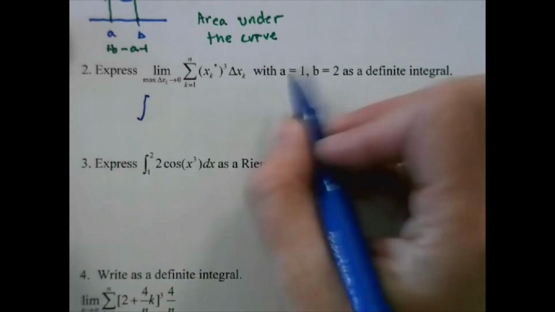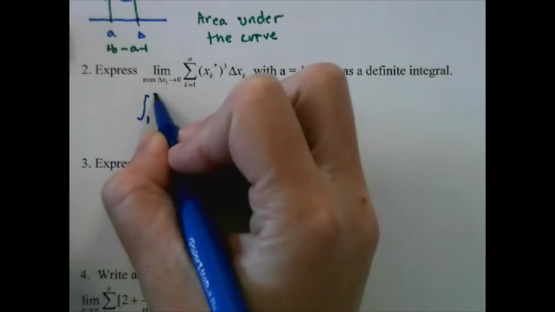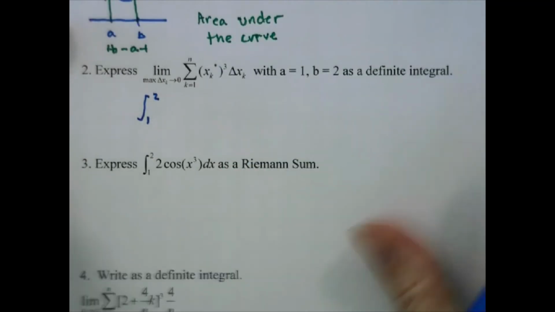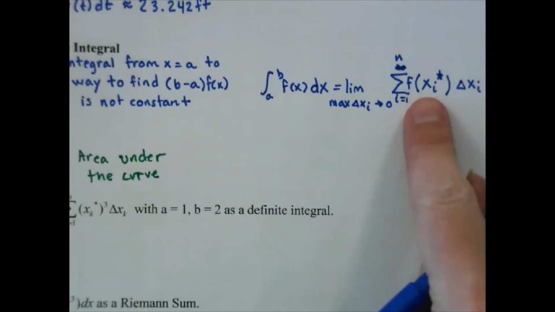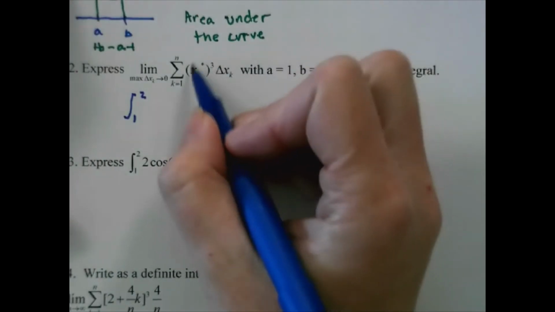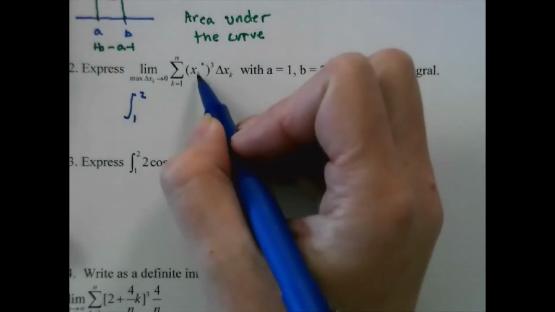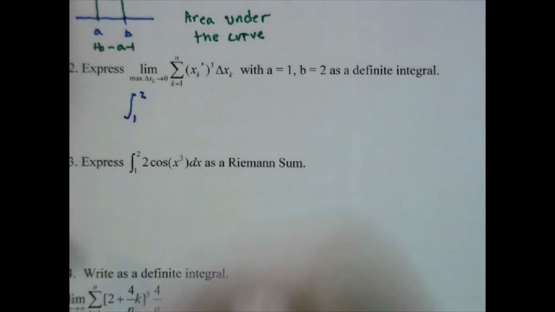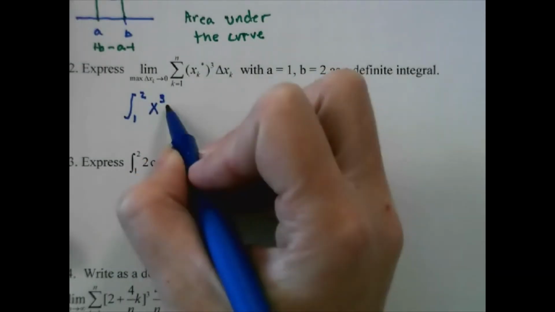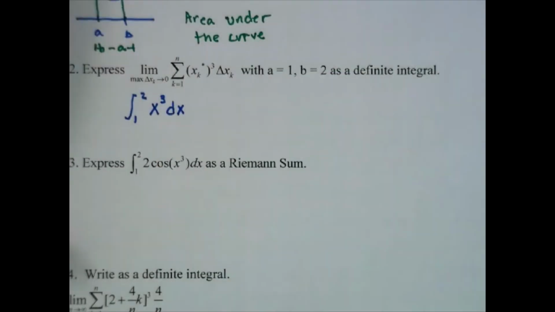So we're going to write this as an integral. It gives us 1 to 2. Now we need to identify the function. So in the general case, it's just f of xi star. In this one here, instead of that, we have xk star cubed, and it can be a different letter. So this is just the function x cubed, and then instead of delta x, we have dx.